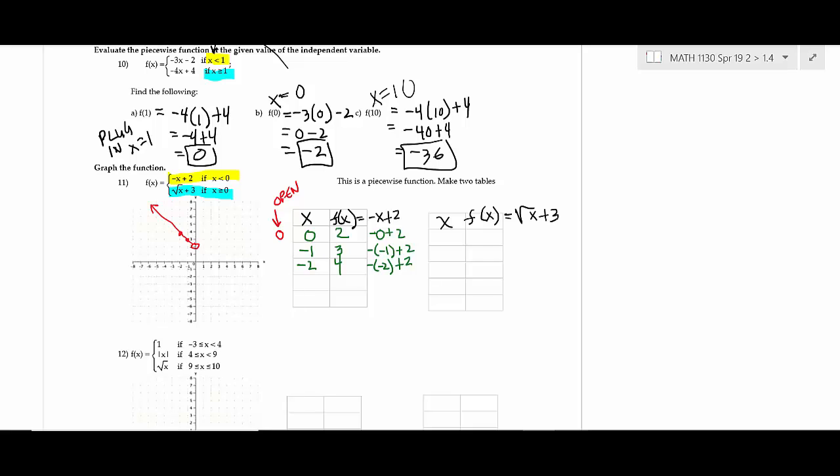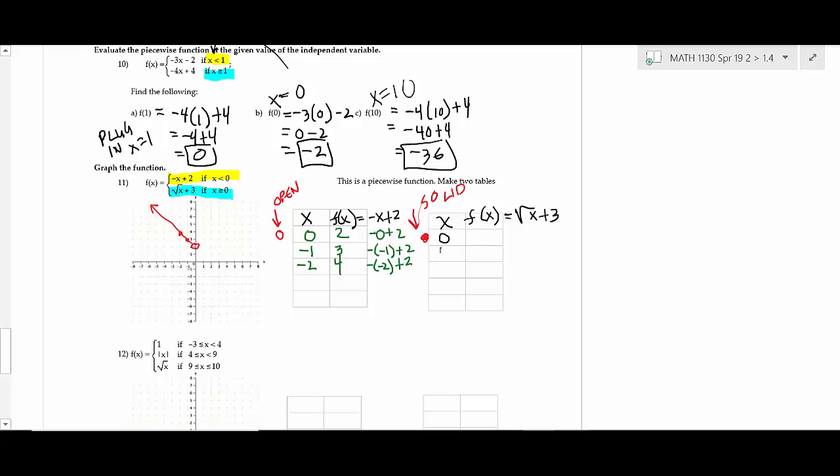And the 0 will be solid because of the equal to sign, and then just anything bigger. Now, I would use numbers I know square roots of, so I don't have to do decimals. So what I'm going to do here is use 0, and then make an indicator to myself that that is solid. Okay, that's a definite point on that.